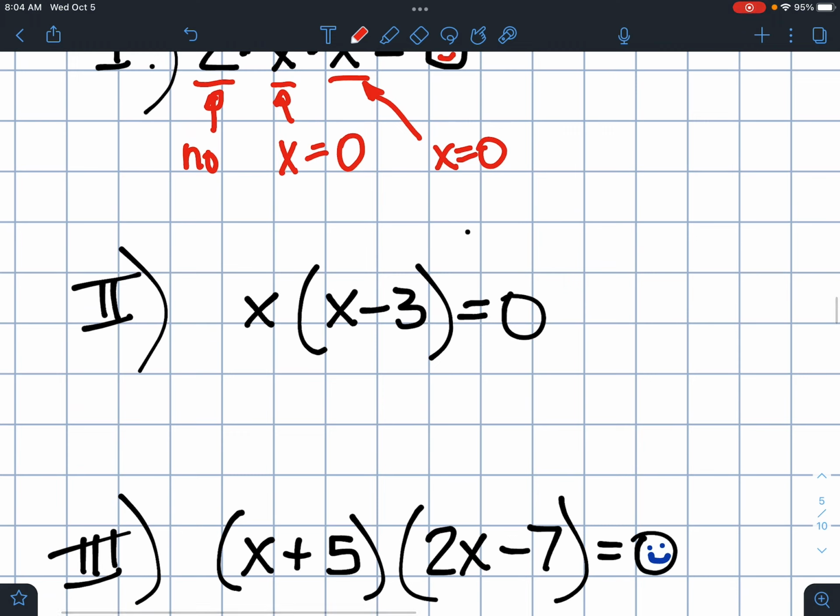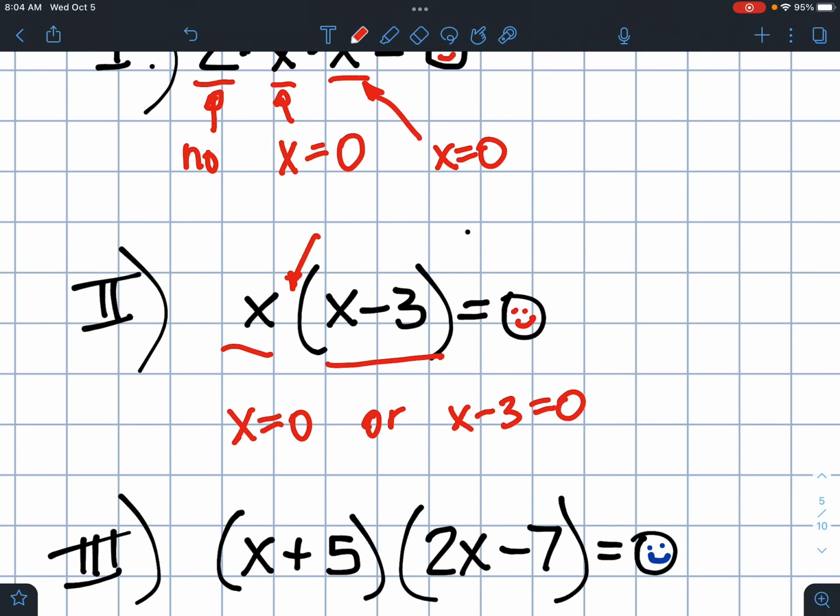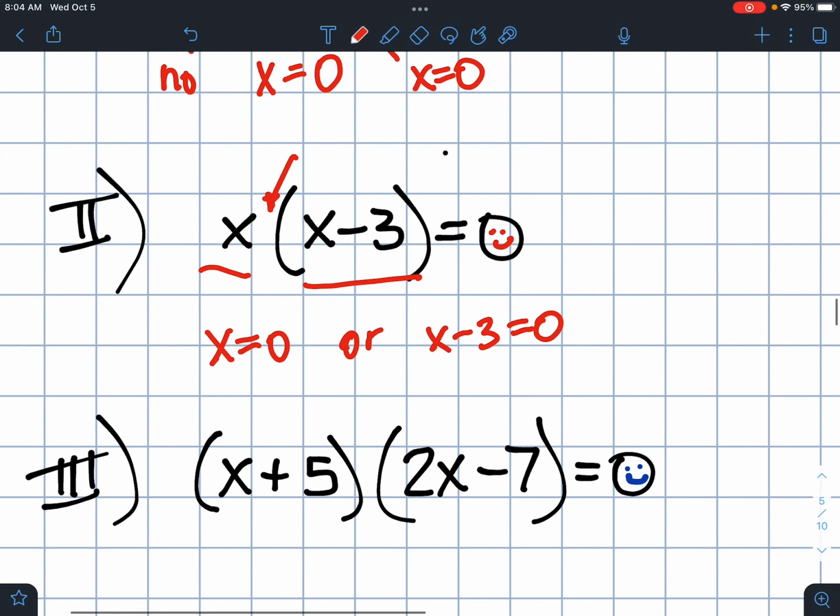So, example numero dos. Here now, again, we have the 0, yay. We have the times sign. It's in factored form. So again, here are my 2 pieces I'm multiplying. So number 1, x equals 0, or, now be careful what we write here, x minus 3 equals 0. Now that second problem needs to be solved a bit, isolated, simplified. So what we do is we add 3 to both sides and we get x equals 3. So here are my 2 answers, 0 or 3.